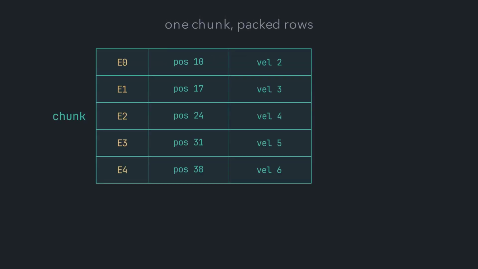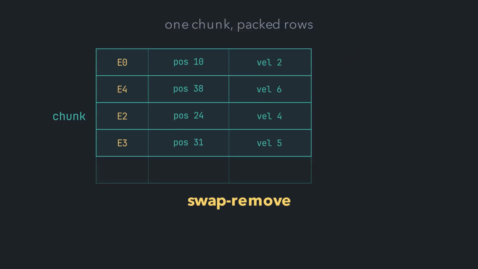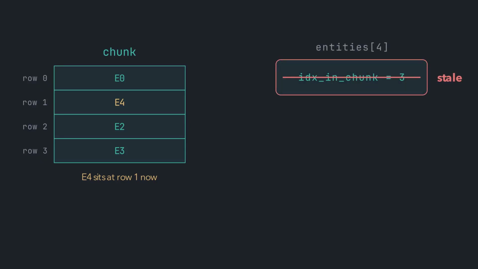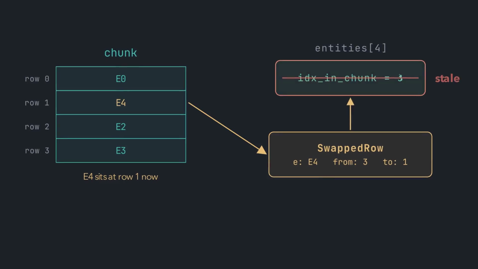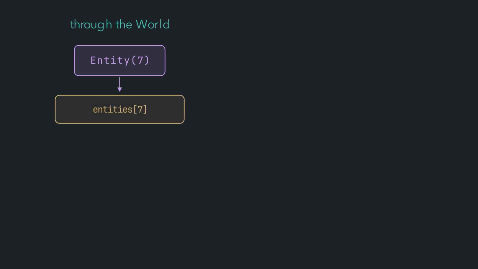Destruction is where this pays off hardest. You read the address out of the slot and tell the archetype to remove that row. But chunk data has to stay contiguous, so removal is a swap remove. The last row in the chunk slides into the gap. That instantly creates a problem. Whatever entity used to own that last row now has stale data in its own slot. So the archetype hands back a swapped row, describing which entity moved and to where, and the world fixes that entity's slot to match.